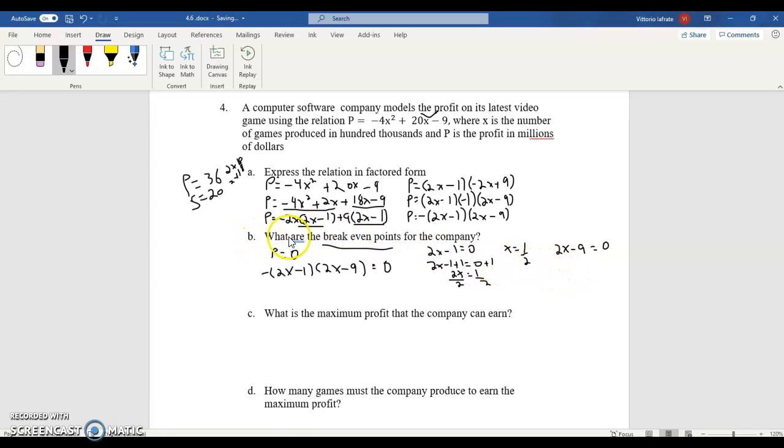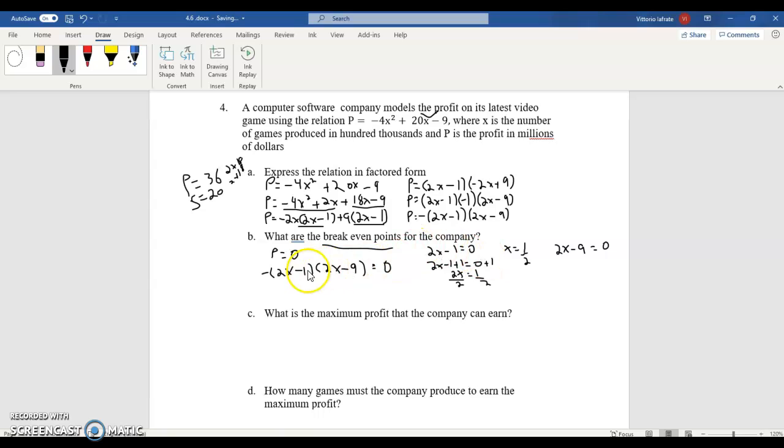We had finished off on question B from 4 in the last video. We were asking for the break-even points for the company, which is basically just asking when is the profit zero? When are you not earning? When are you not making a profit? When are you not losing money? And that's when your factored form, you have zeros. So we're asking for your zeros.